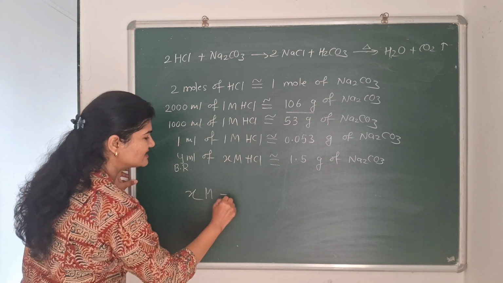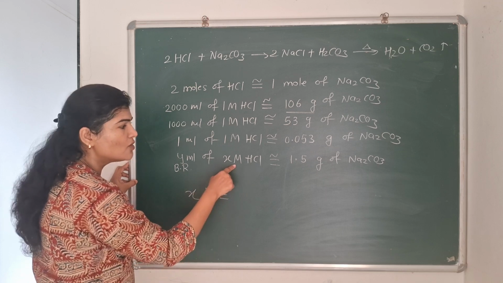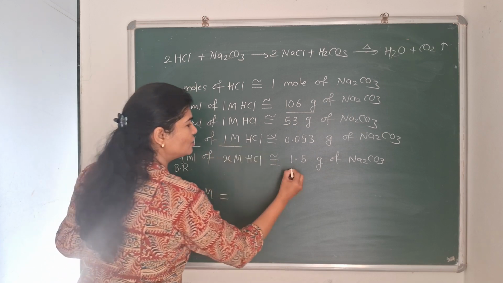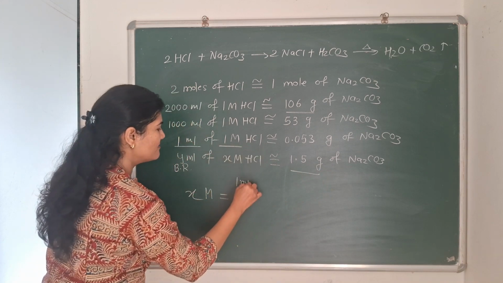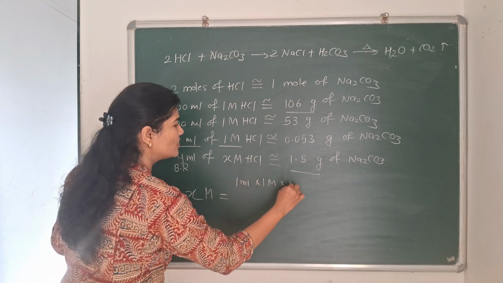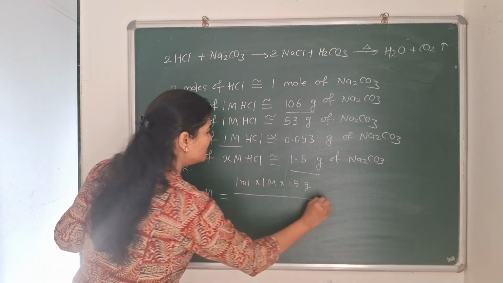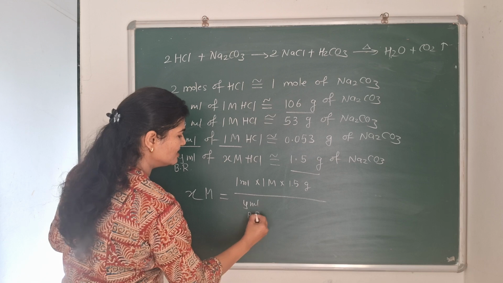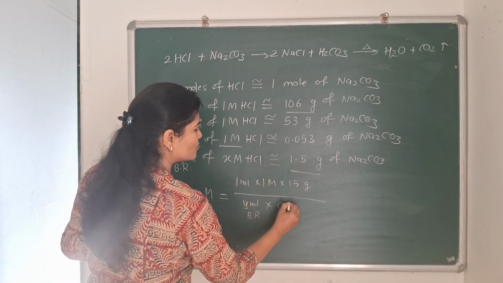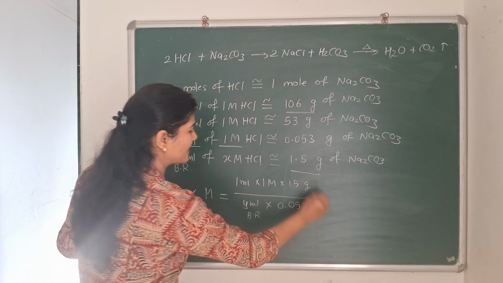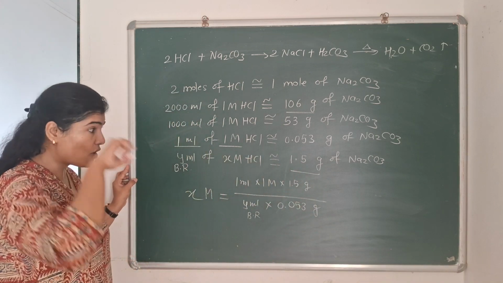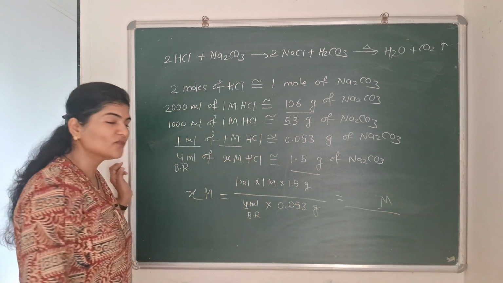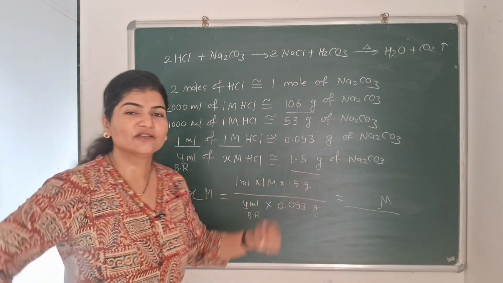So molarity X is equal to, what will I do? I will cross multiply. So 1 ml into 1 molar into 1.5 gram, divided by Y ml, which is my burette reading, into 0.053 gram. So when I solve this, I will get the actual molarity of my solution.